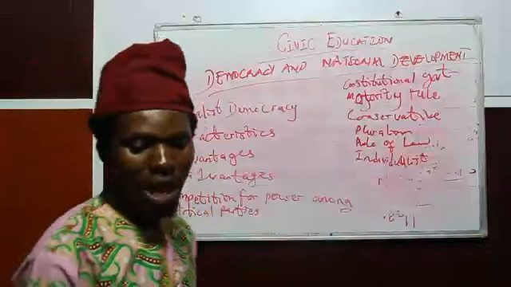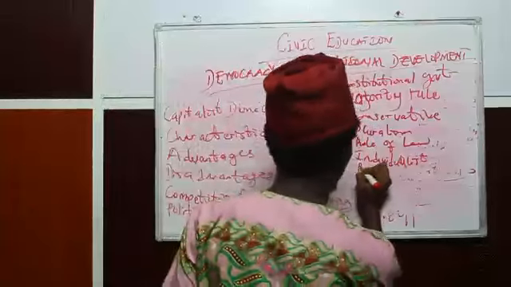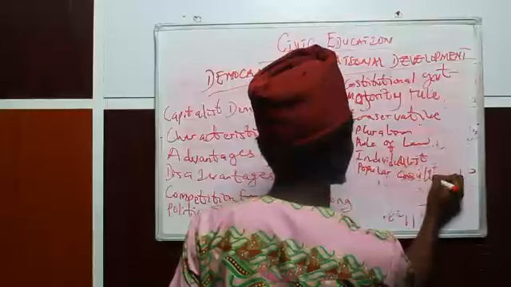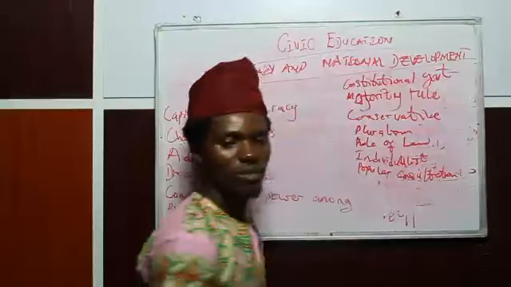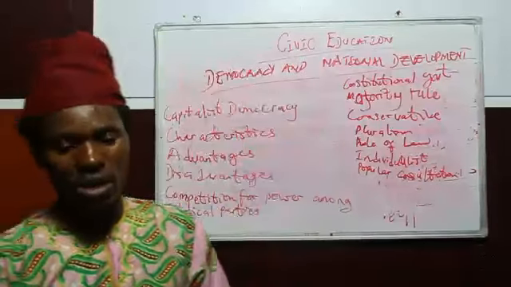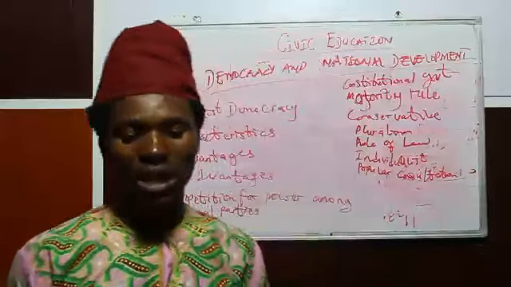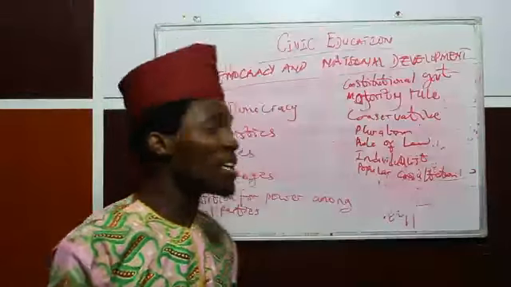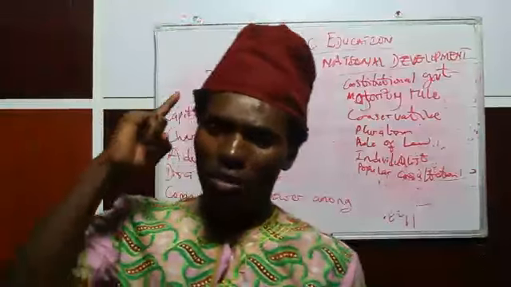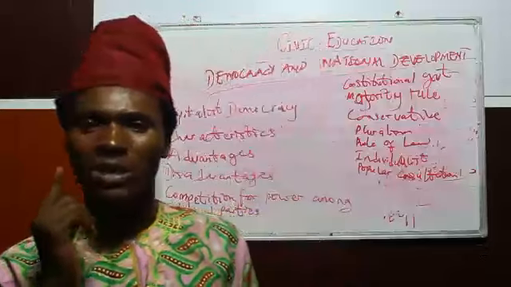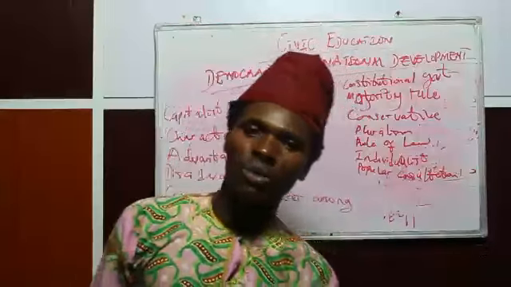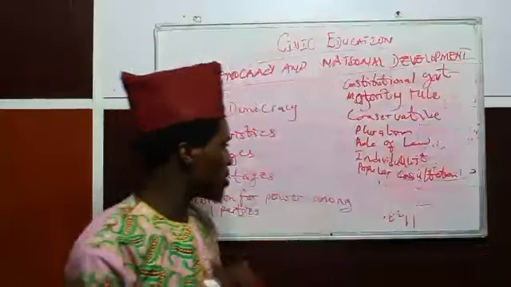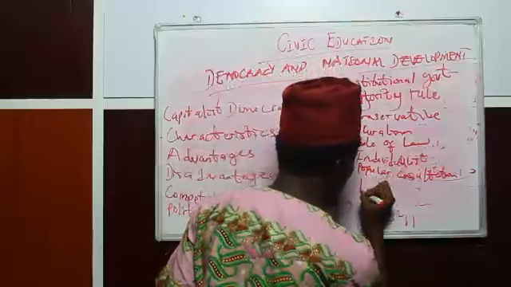Then there is popular consultation. Government should regularly make consultations with the people and find out policies the people would like to be adopted. Officials of government should not go ahead to make policies without due consultation with the people. Periodic elections is one other feature of capitalist democracy.